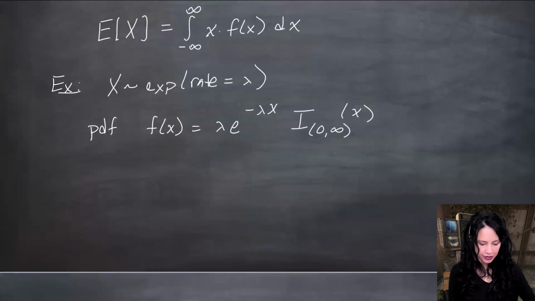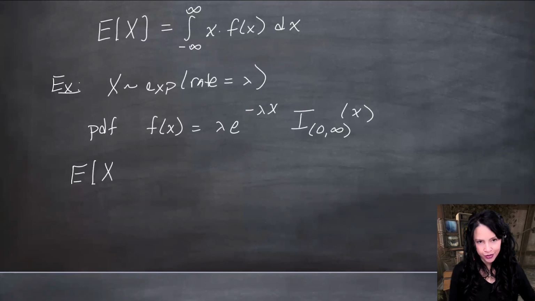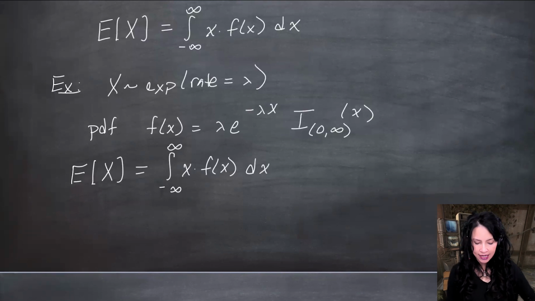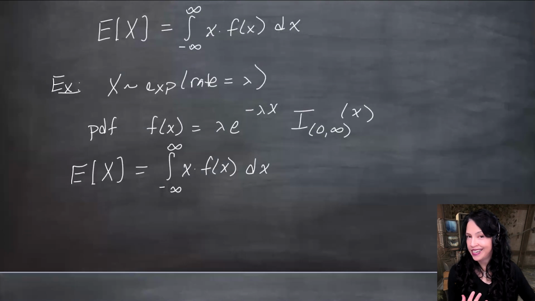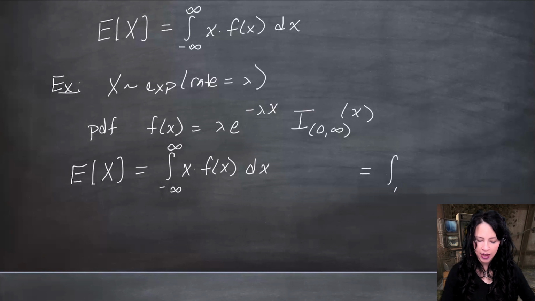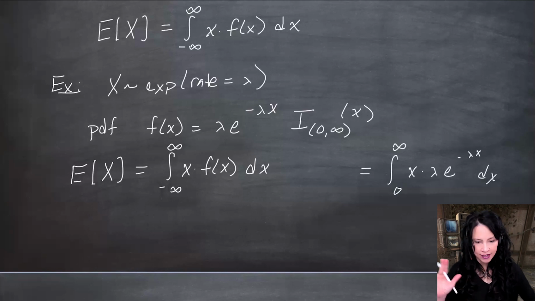And let's do the integral to find the expectation. So the expected value of x, which is also the expectation or mean of this distribution, is going to be the integral from minus infinity to infinity of x times the PDF of x and then a dx. I'm going to actually use this indicator in my integral. You don't have to do this. One thing you might do here is just go straight to, okay, the relevant values are 0 to infinity. I'll put in an x and a lambda e to the minus lambda x dx. And that's exactly how you do it.